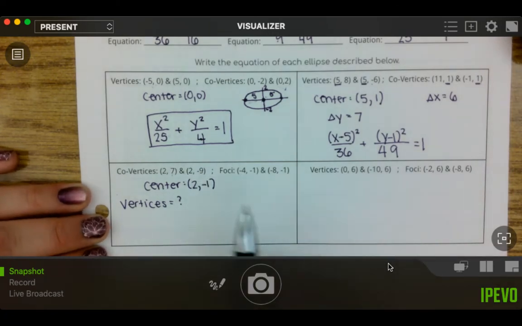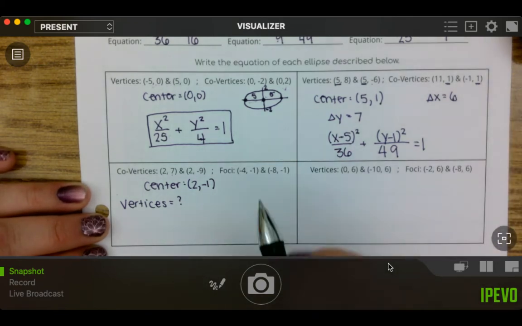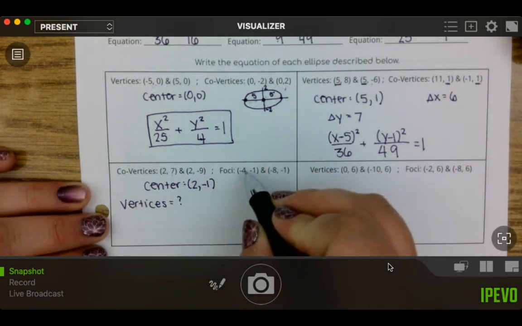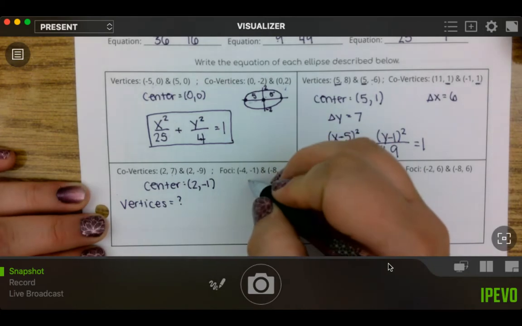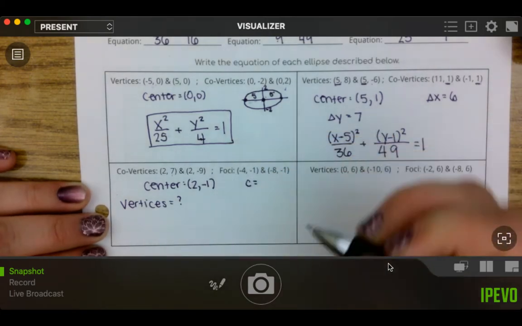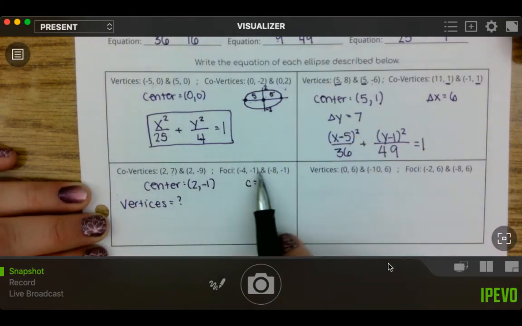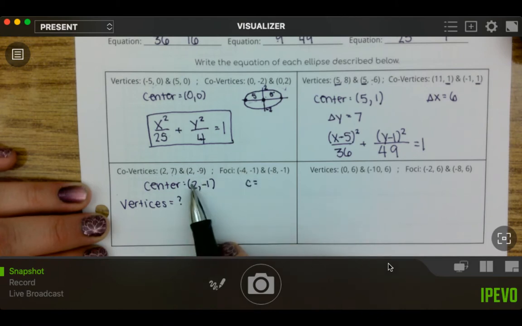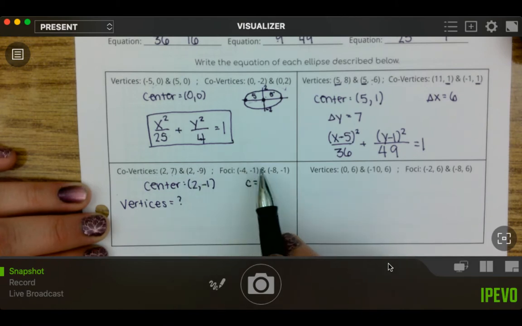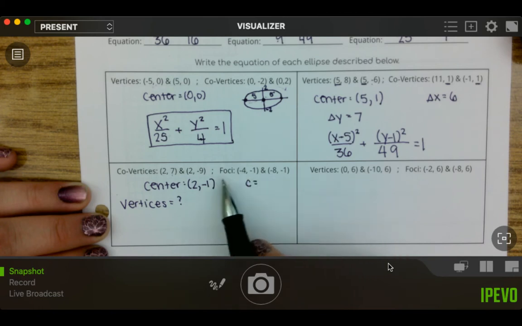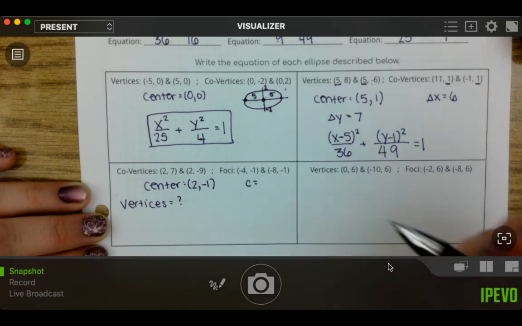Now that I have my center, I can decide how far away my distance for the foci is. So I'm going to call that C. -4 to -2, and -1 to -1, okay? This is the one that's the same, the negative ones. From 2 to -4, that's a distance of 6.